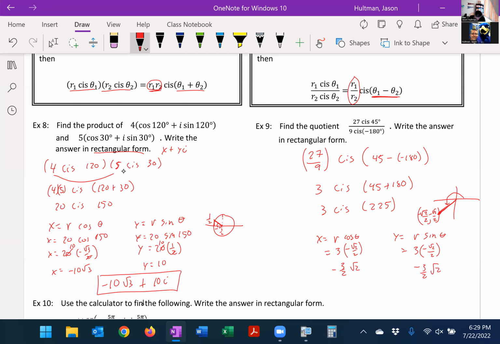So if I wanted to put it into rectangular form, it would just be negative 3 over 2 radical 2, or 3 radical 2 over 2, however you want to write it. Maybe I'll write it like that. Negative 3 radical 2 over 2 plus negative 3 radical 2 over 2 i.